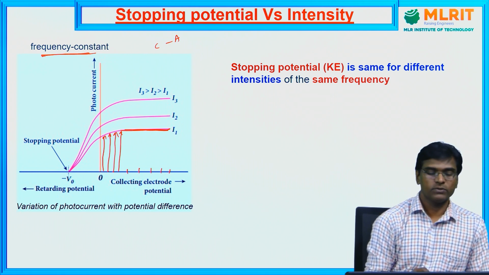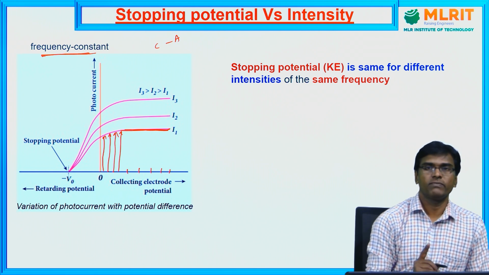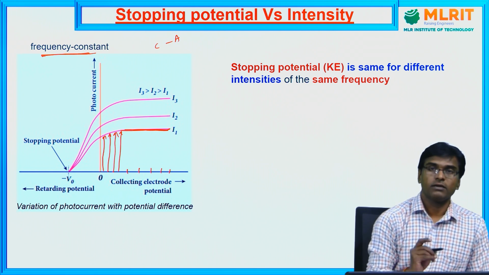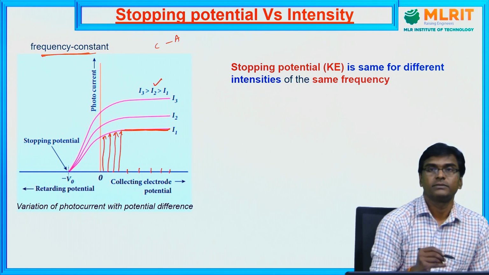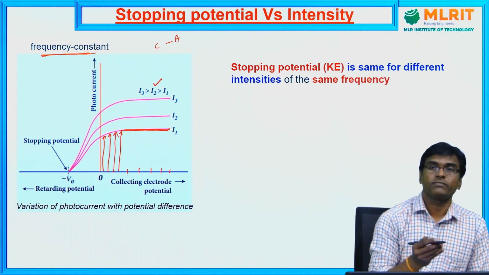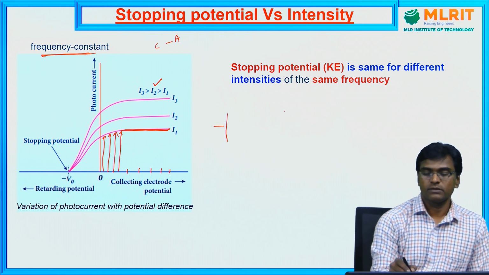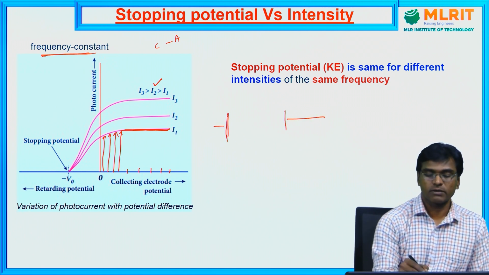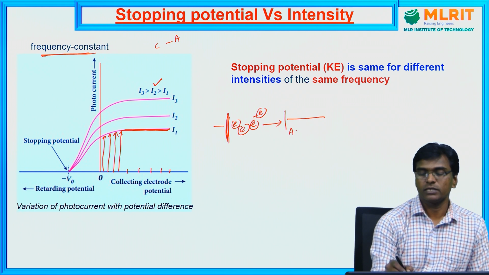Now what we will do is keep the frequency constant. We are changing only the intensity of light, not the wavelength or frequency. Now we are increasing the intensity of the light. Whenever you increase the intensity, more electrons will come out from the metal surface, and they reach the anode, which constitutes the current in the ammeter.